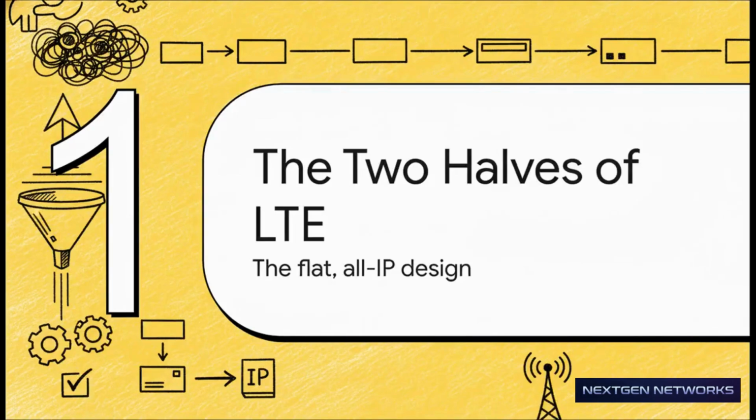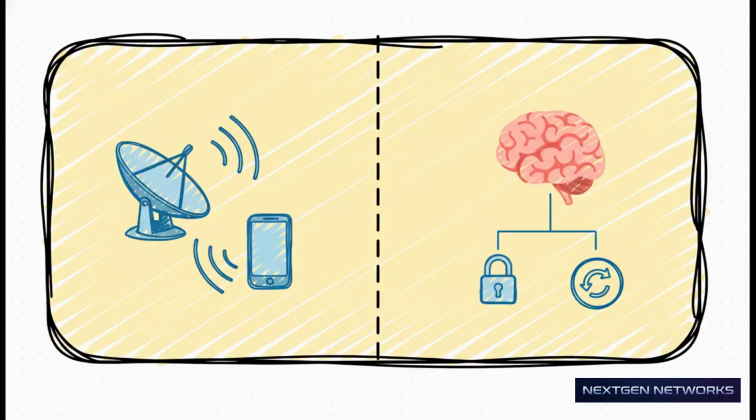You see, the whole revolution started with a really radical idea. Just make it simpler. The engineers behind LTE decided to create what they call a flat, all-IP architecture, which is just a fancy way of saying they got rid of a ton of unnecessary parts and streamlined the whole thing. So they split the entire system into just 2 main parts.